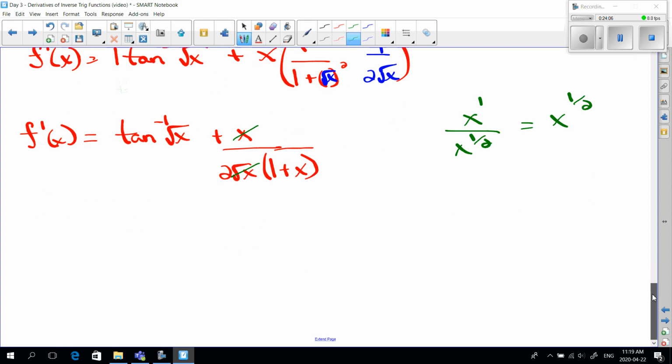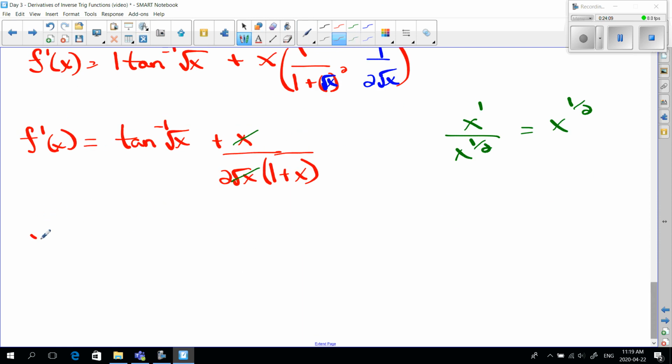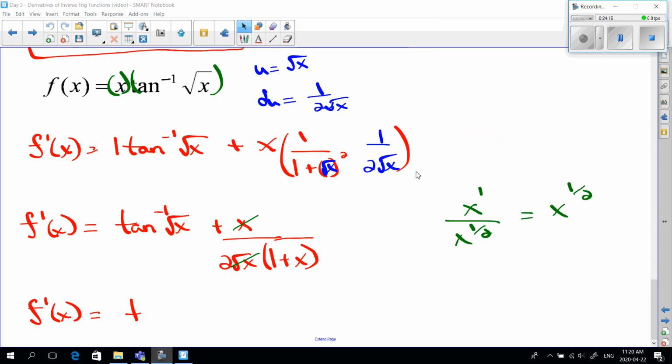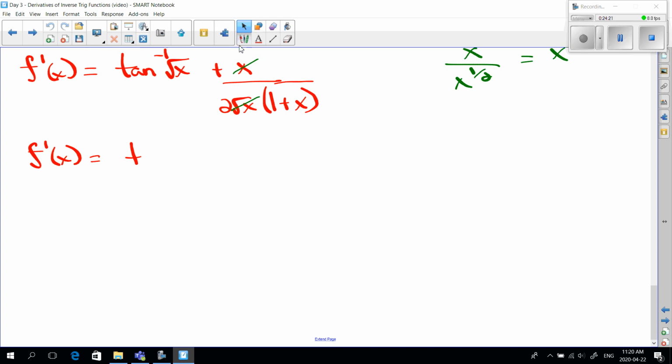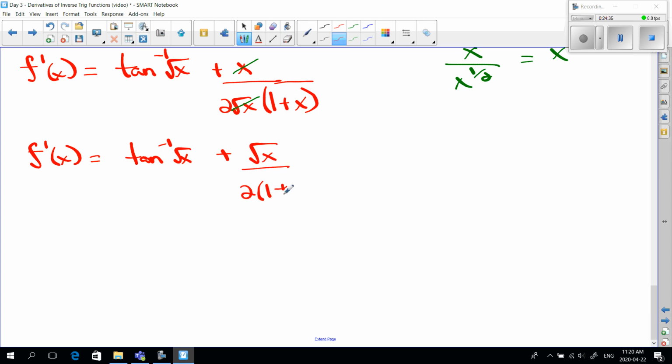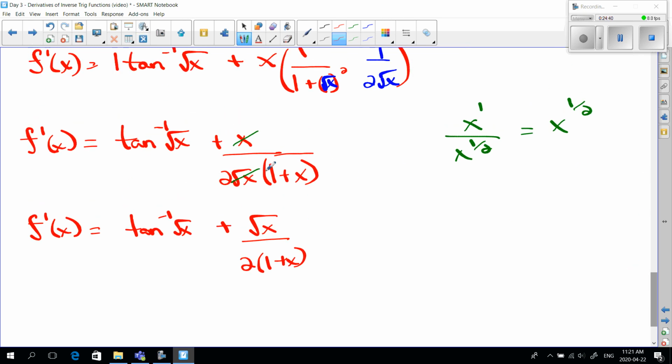So this final answer would actually look like this. F prime x equals, excuse me, it froze up on me, so I had to reset, the inverse tangent of root x plus the square root of x over 2 times 1 plus x, or 2 plus 2x. Again, where did that root x come from? Right over here. X divided by root x is equal to root x, or x to the 1/2. That's your final answer.